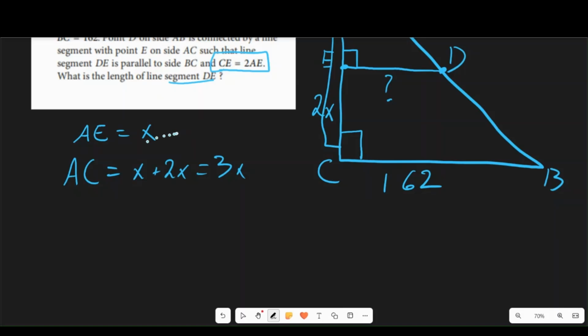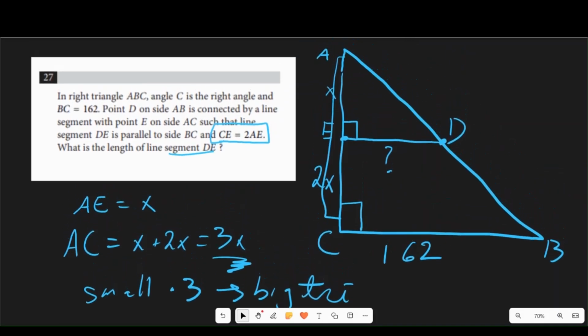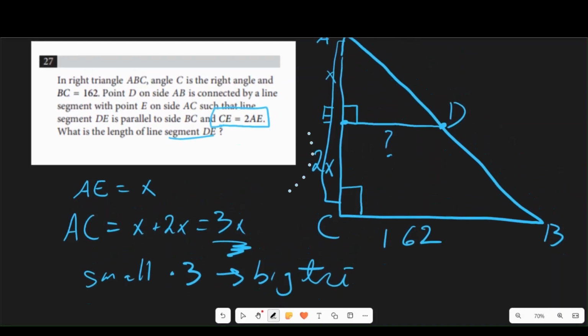Because we know AE is equal to X and AC is equal to 3X. Therefore, we know the relationship between the smaller triangle and the bigger triangle is that the smaller triangle is basically multiplied by 3 to get the bigger triangle, right? Hopefully that makes sense to you guys. So all we have to do is come up with this scale factor.